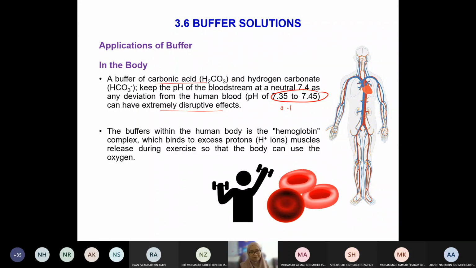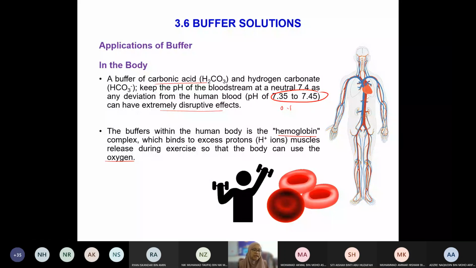Okay, pesanan penaja. Okay, and the buffer in the human body is the hemoglobin complex. It's related to hemoglobin lah. Okay, the binding effect dekat situ, which binds to excess proton, H+ ions, released by muscles during exercise so that the body can use the oxygen. And one more thing, related to exercise, when we exercise, we tend to breathe faster kan, and we tend to produce more carbon dioxide. So how does the body adapt to that? Okay, so it's very interesting.